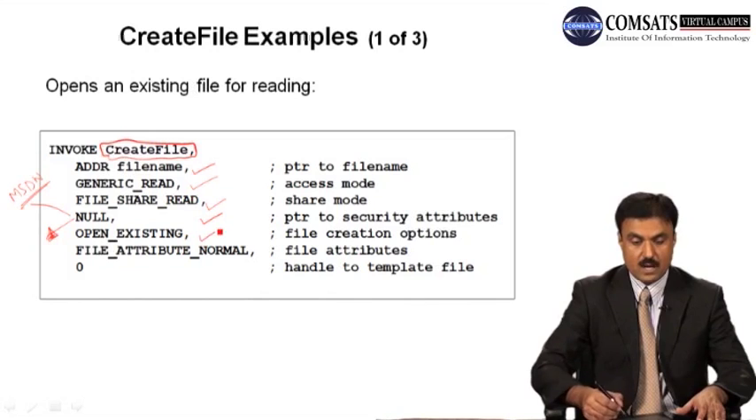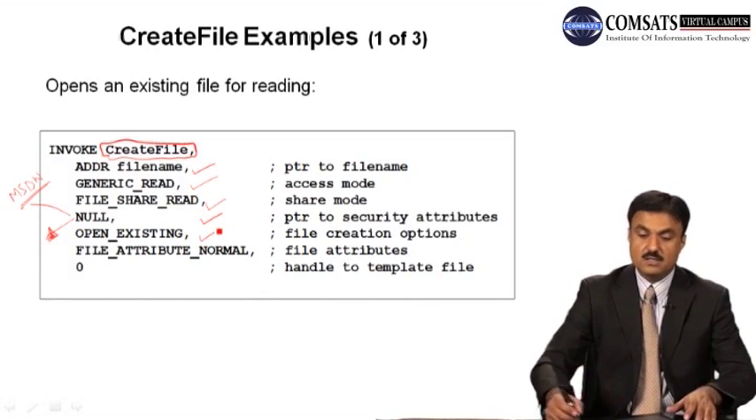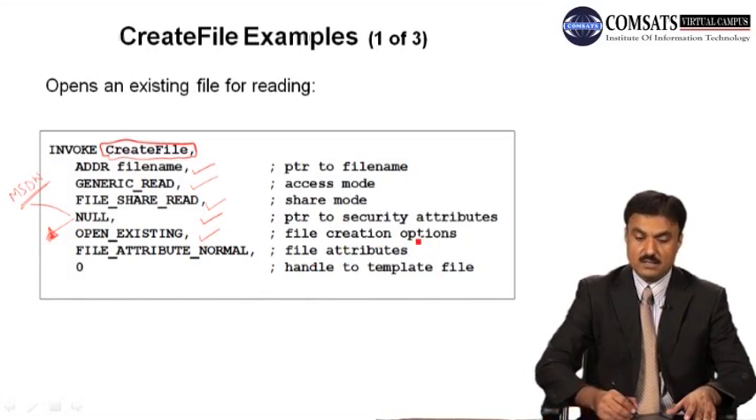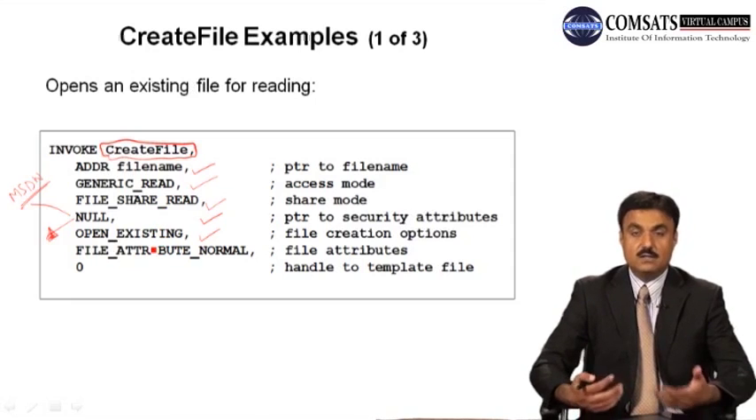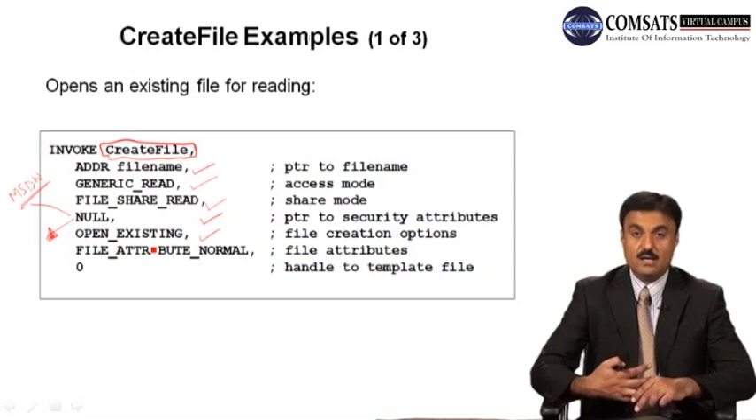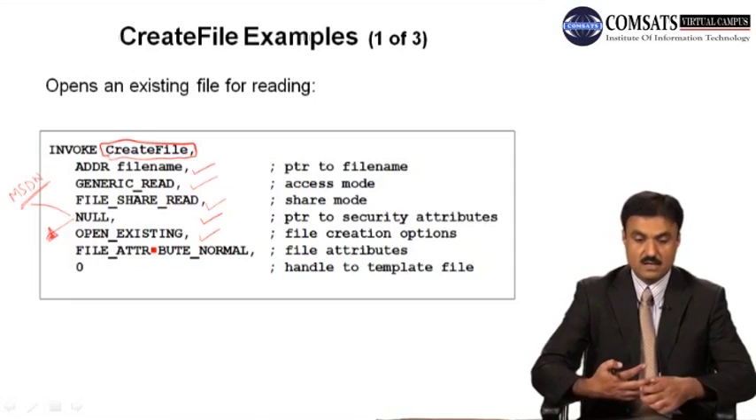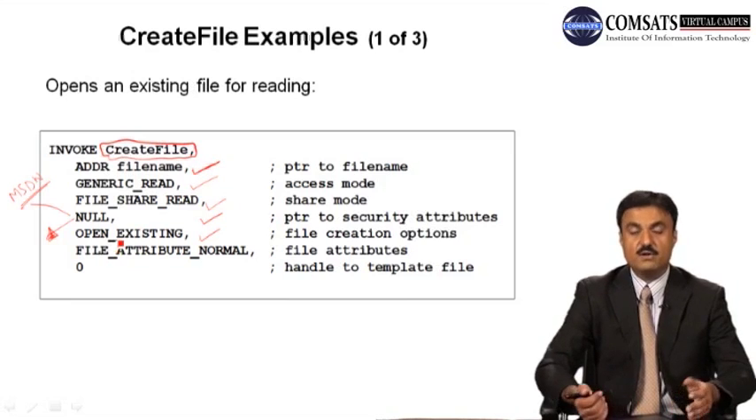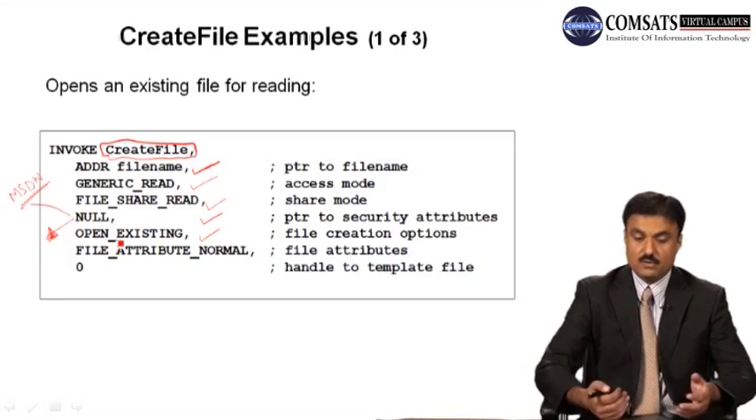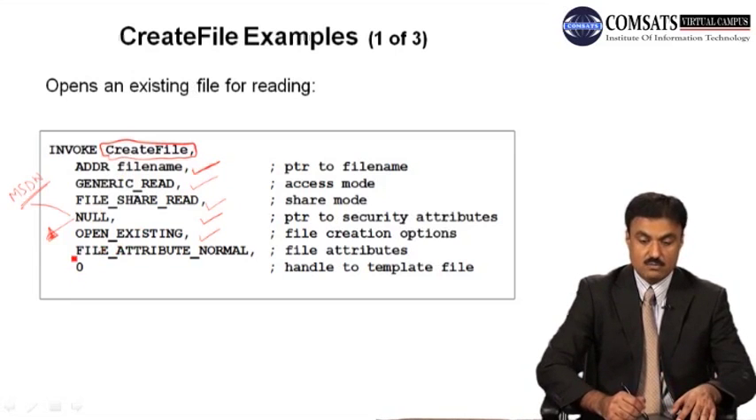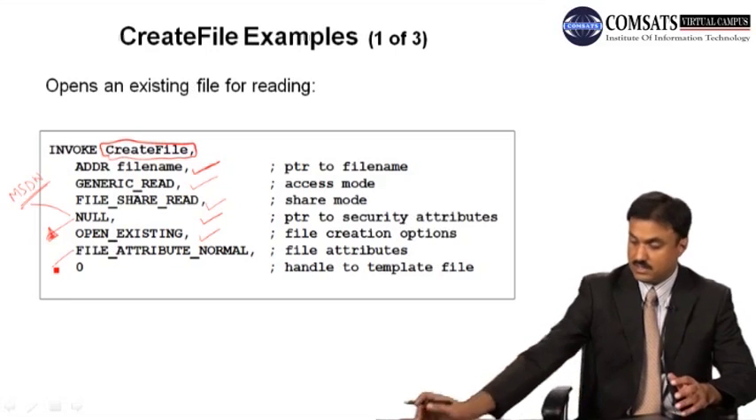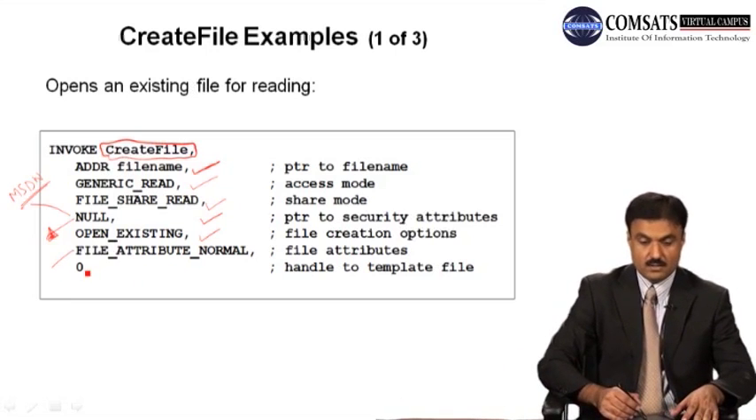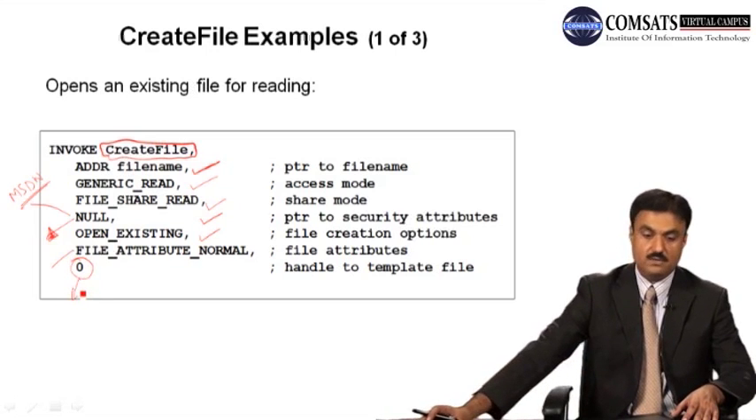The next option is in the MSDN library. OPEN_EXISTING means the file creation option: this file will be opened, whatever file has been defined in the file name and saved somewhere on the drive. So we are going to open an existing file, and the attributes are normal. These are the normal attributes that you can use. And the handle to the template file, we are not using it, so we can use it as 0.